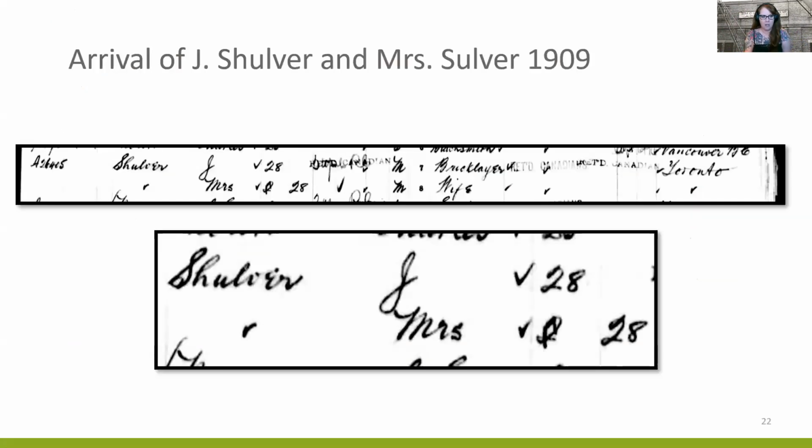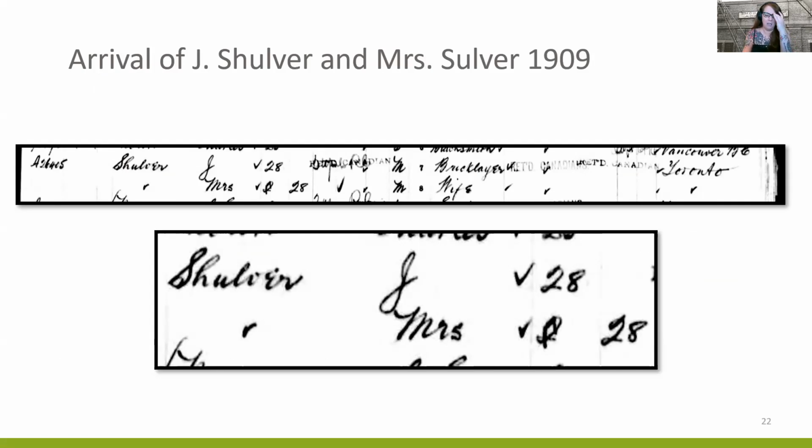So here's a great example of that, and a great example of me misspelling a surname on my PowerPoint. It's the arrival of J. Shulver and Mrs. Shulver in 1909. This captures both things, where he's only listed as J and she's listed as Mrs. So if you were looking for Joseph Shulver, you're not going to get a result that says Joseph Shulver. If you're looking for Rose Shulver, you're not going to get that. So taking out that first name can help with this.